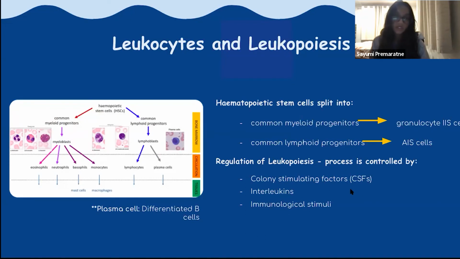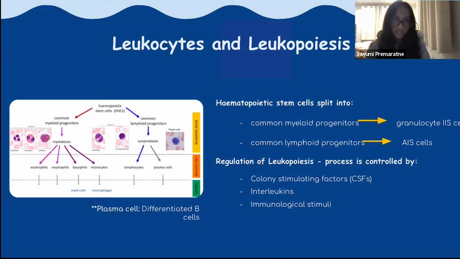Okay, so in terms of leukocytes and leukopoiesis, the process of leukopoiesis, or the formation of white blood cells, is that you have your hematopoietic stem cell at the very top. Those will split into your common myeloid progenitors and your common lymphoid progenitors. And as I mentioned before, your common myeloid progenitors are going to split into mainly innate immune system cells. A lot of them are granulocytes. And then your common lymphoid ones will split into mainly adaptive immune system cells.